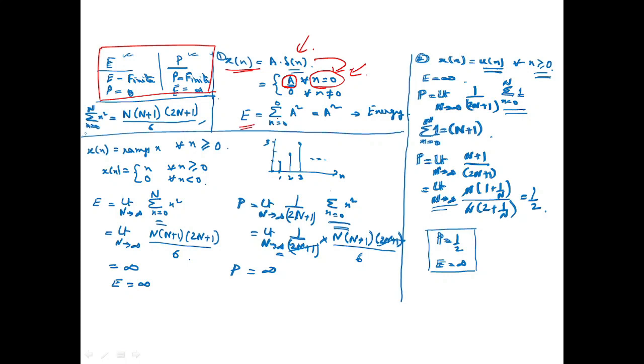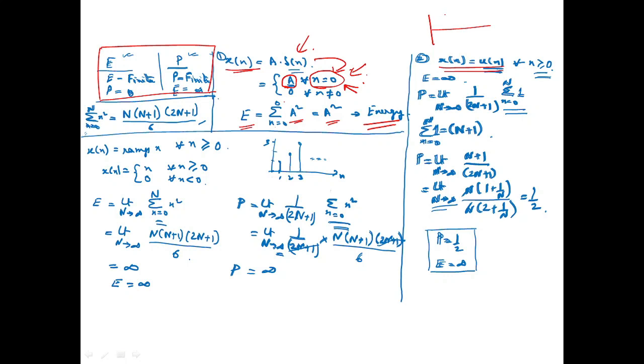Now capital A, see, it is confined within a small region, so it is an energy signal. So what is the energy? Energy equals the summation from n equals minus infinity to infinity, but the signal appears only at n equals 0, so over here also we have n equals 0 to 0 of A squared. If A is finite, then A squared will also be finite, hence it is an energy signal.